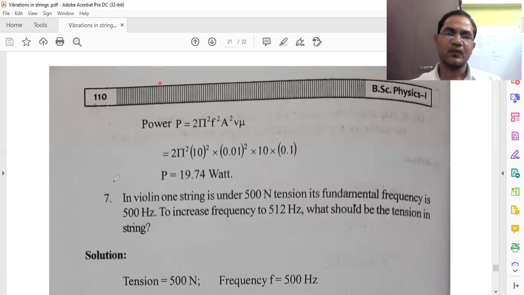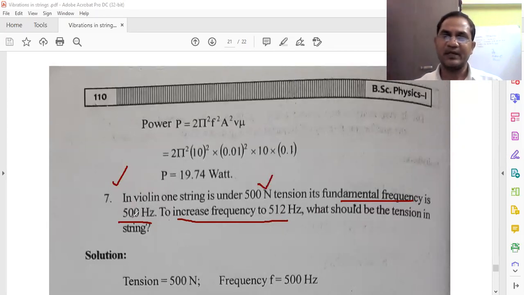In a violin, one string is under 500 Newton tension and its fundamental frequency is 500 Hz. To increase the frequency to 512 Hz, what should be the tension in the string? When the tension of 500 Newton is applied, the fundamental frequency is 500 Hz. So, to obtain the frequency 512 Hz, what tension do we require?